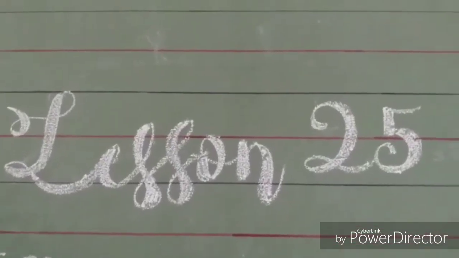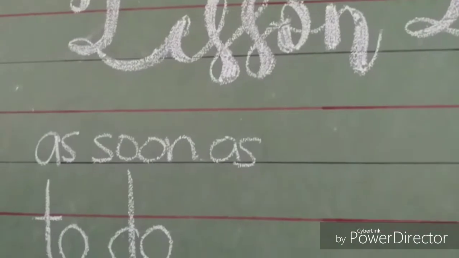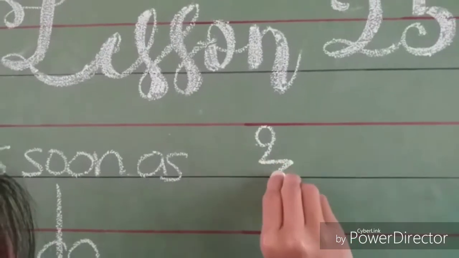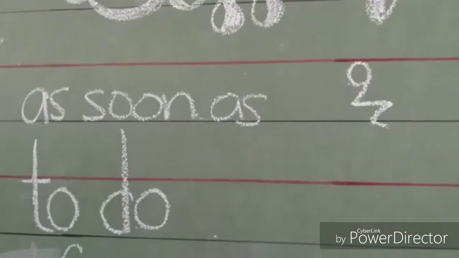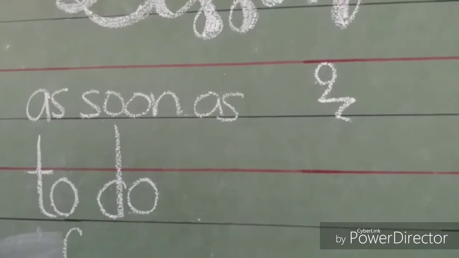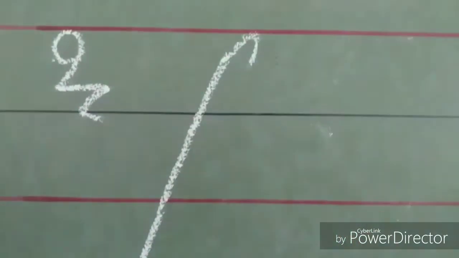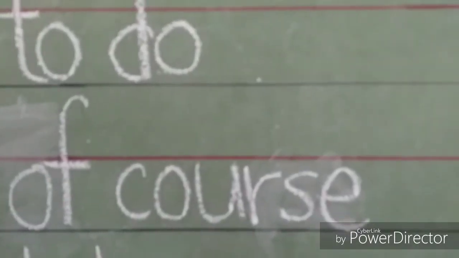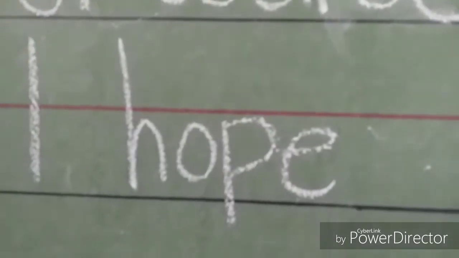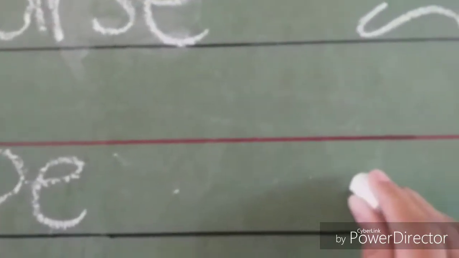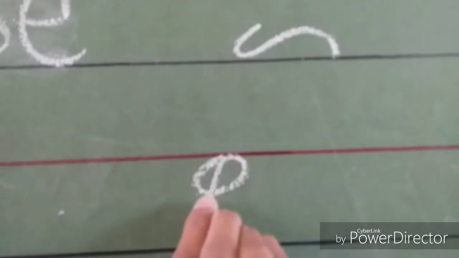Today, I will be discussing about the useful business phrases. For example, as soon as, N, S. Next example is to do. Represented by the combination of T and D and O. O and K. The next example is of course. It represented by O and K. The next example is I hope. It represented by broken I and E.